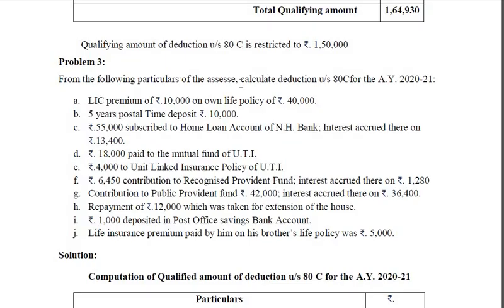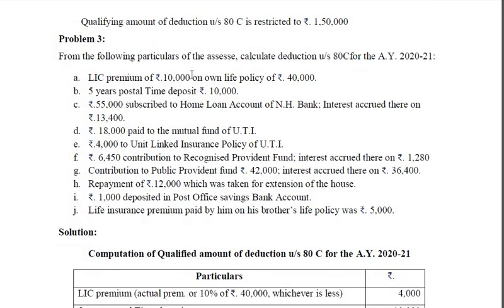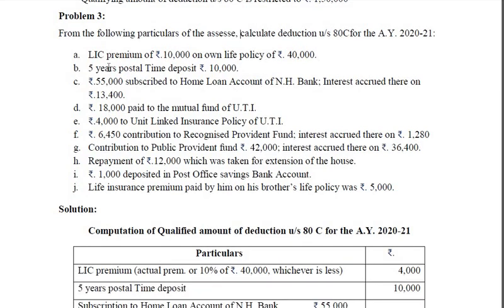Yes, we'll take up problem number 3. From the following particulars of Mr. SSC, calculate the deduction under 80C for the assessment year 2020-21. LIC premium of 10,000 on own life policy of 40,000. So if nothing is mentioned, we have to apply 10% of sum assured. 10% of 40,000 comes to 4,000. So 4,000 or 10,000, whichever is less. So 4,000 is considered. 5 years postal time deposit, this is qualified for deduction, so entire 10,000 is taken.